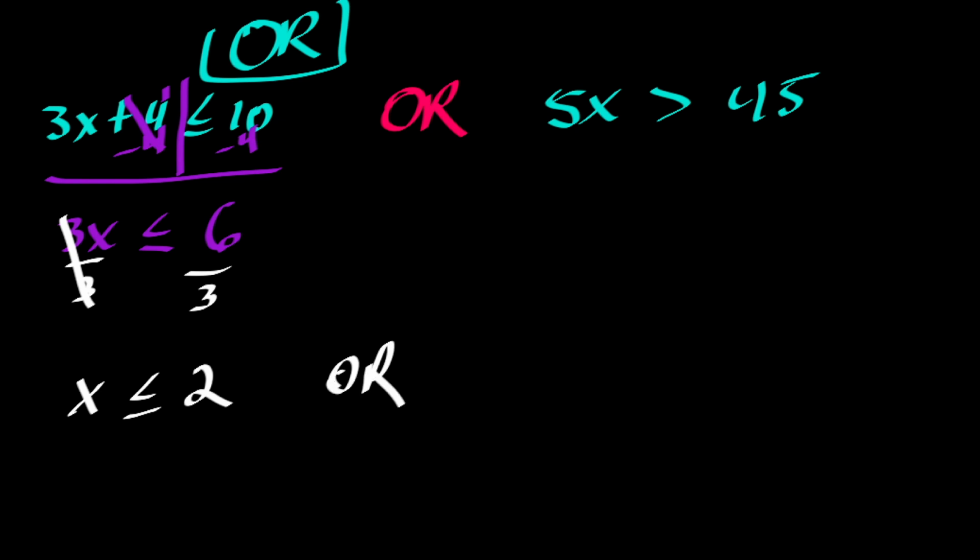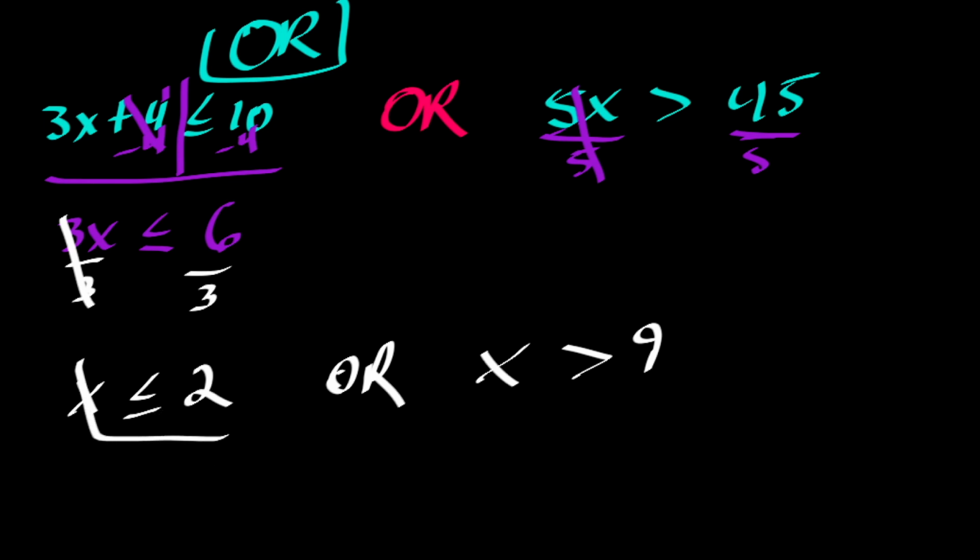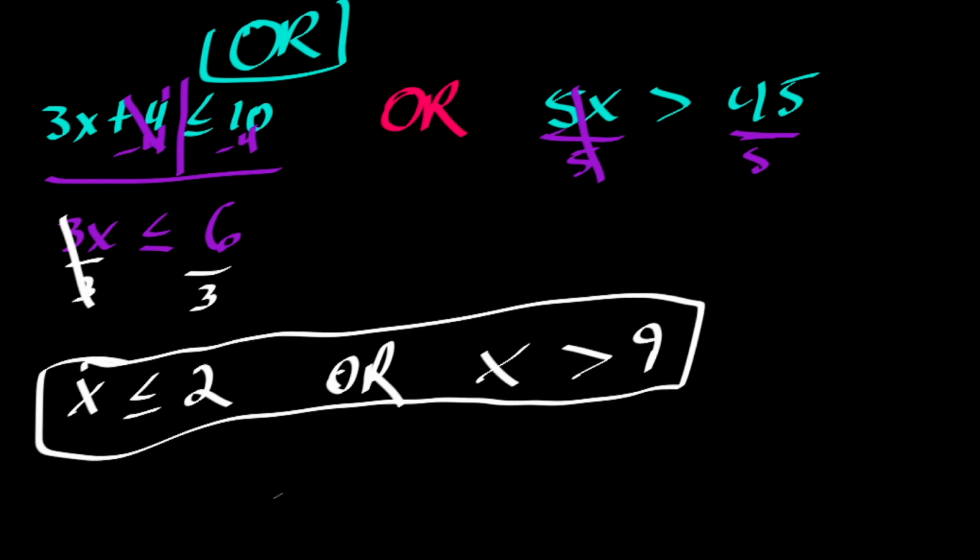Or, now we'll go over here and do the other side. This side's actually a one-step equation. We just need to divide by 5. So that's kind of nice for us. So then x is greater than 9. Now, in this problem, we're saying that x is less than or equal to 2, or x is greater than 9. So let's look at how that would actually apply to graphing.